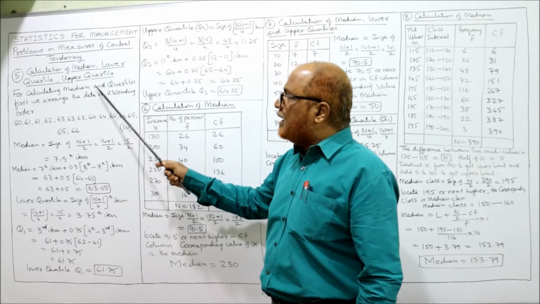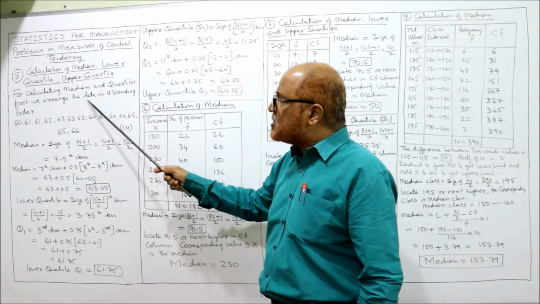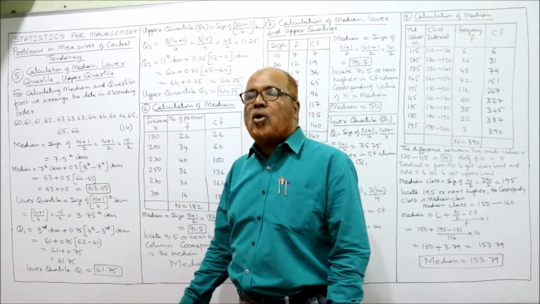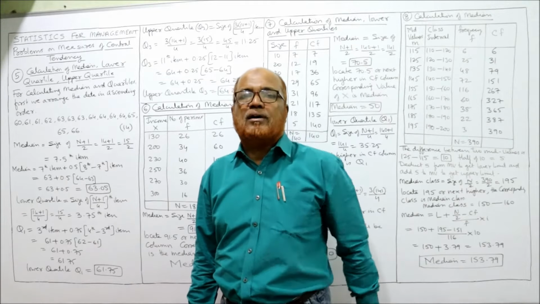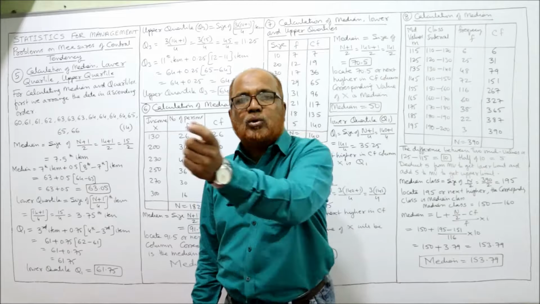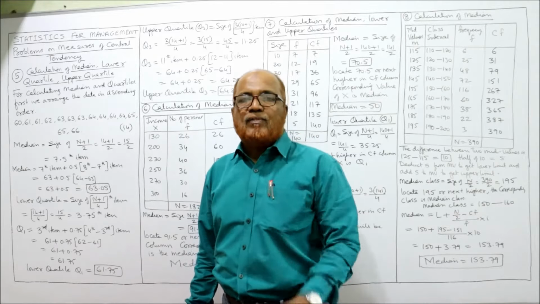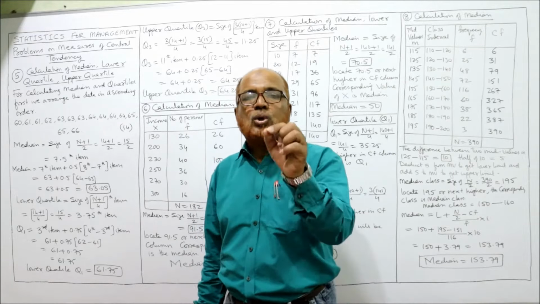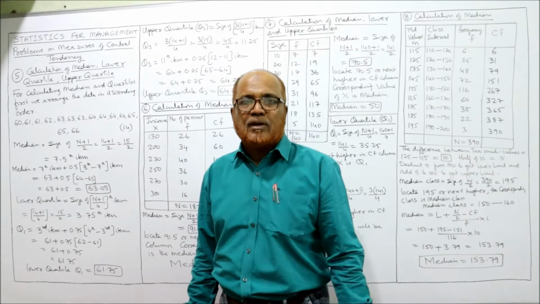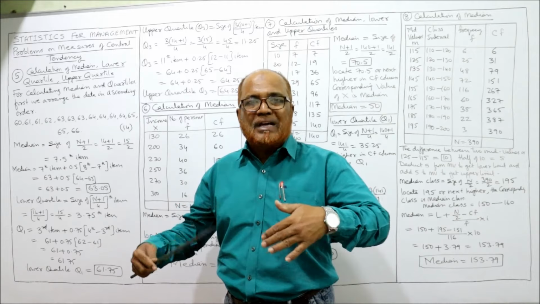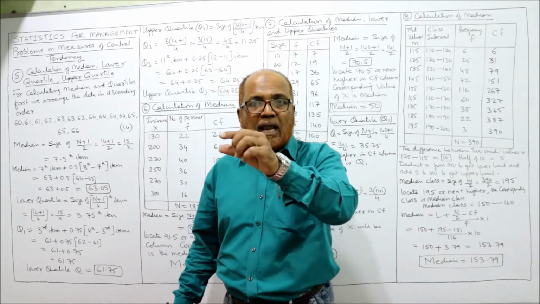For calculating median and quartiles, first we arrange the data in ascending order. Ascending order means increasing order, from the lowest value to the highest value. Without arranging this data, you should never calculate the median and quartiles. First step is that only. In the problem, all the values are mixed up, so you have to arrange it.